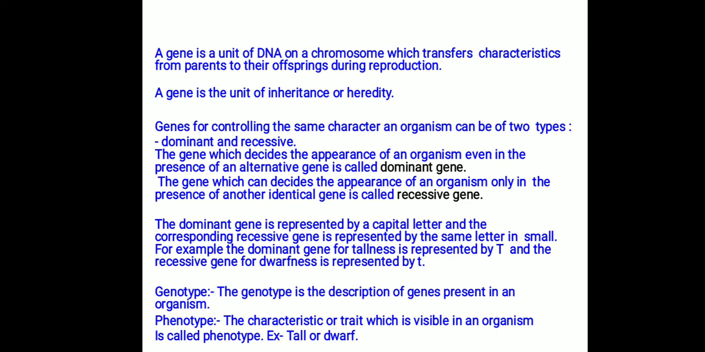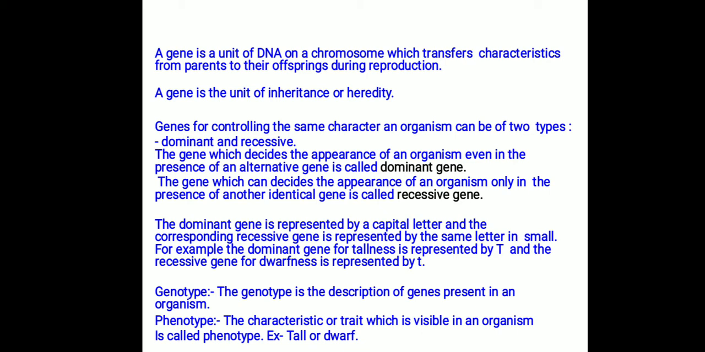characters from parents to their offspring during reproduction. And a gene is the unit of inheritance or heredity. Now there are genes that control the same character of an organism, and they can be of two types, dominant and recessive. The gene which will decide the appearance of the organism even in the presence of the alternative gene is known as a dominant gene.